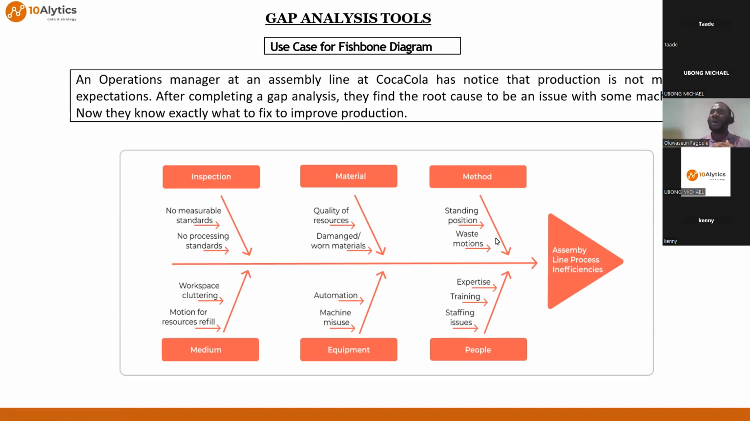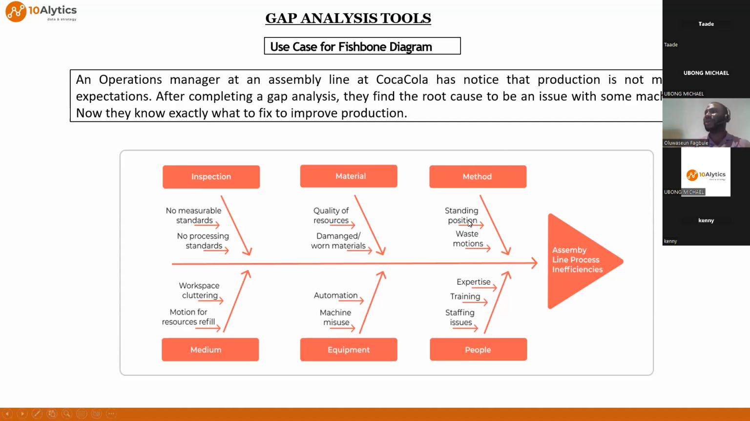So the fishbone diagram basically just directs you, gives you this template of the 6 categories to say, look into each of these categories. And by the time you look into each of them, you start to uncover, unravel what the possible causes would be to that effect, which is the assembly line process inefficiency that you're having. Look at the medium. Is there workspace cluttering? Is it too tight for people to move? And all of those things.